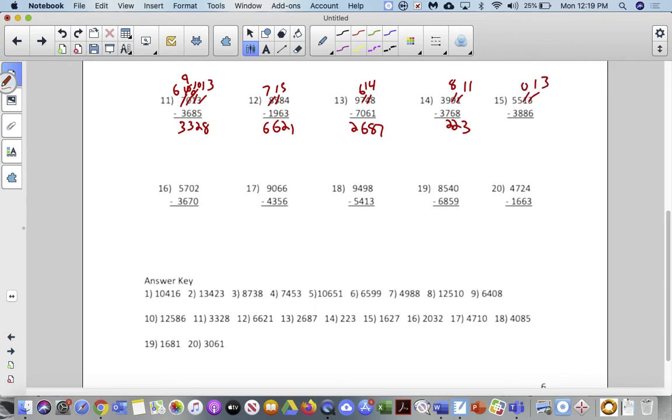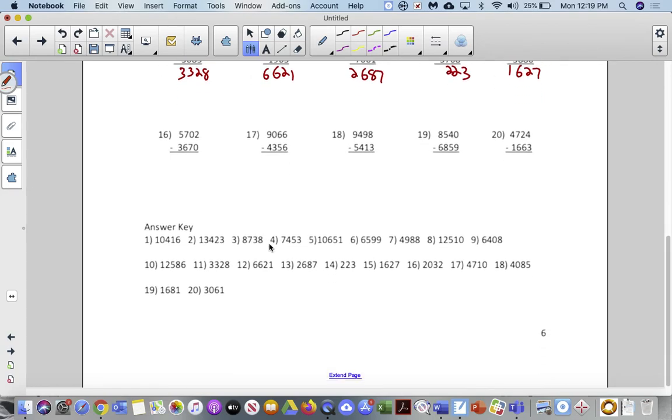This becomes a 13. This becomes a 0. 13 take away 6 is 7. Can't, so I make that a 4. Make that a 10. 10 take away 8 is 2. 4 can't, so make that a 4. Make that a 14. 14 take away 8 is 6. 4 take away 3 is 1. 1, 6, 2, 7.